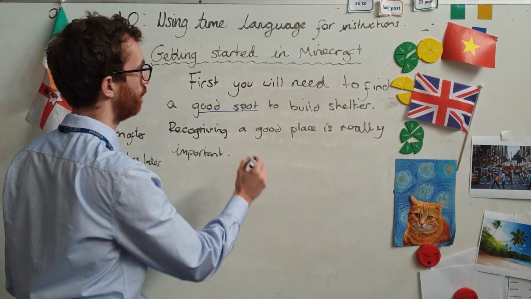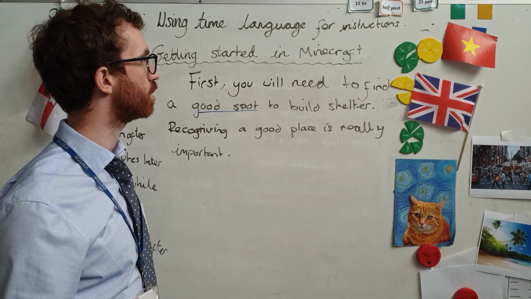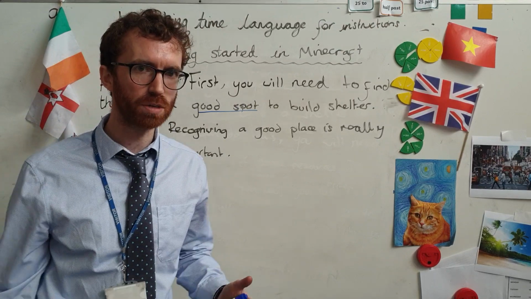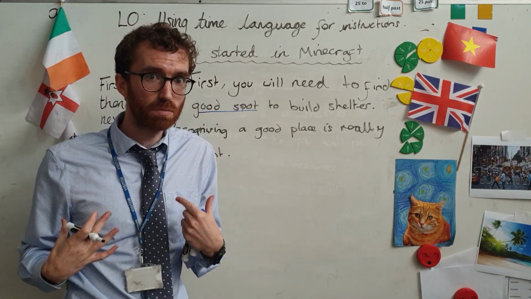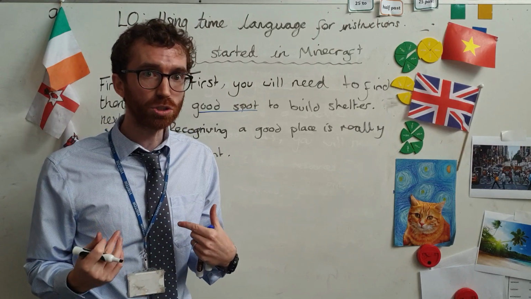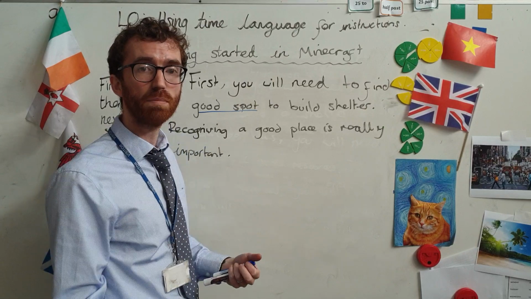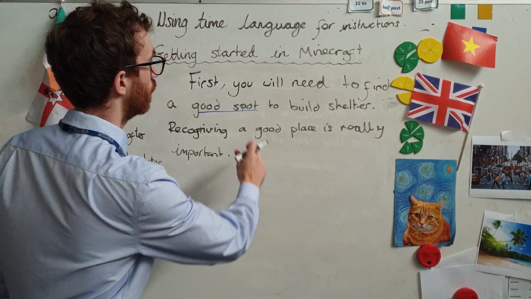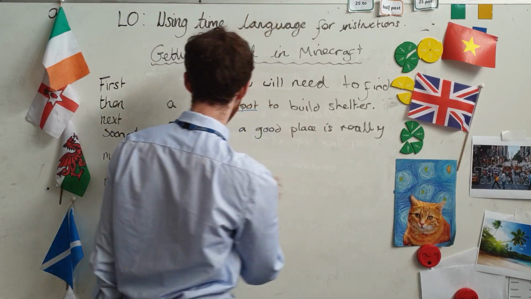First, it's a fronted adverbial. First, comma. You will need to find a good spot to build shelter. I already spotted a mistake. I did not do that deliberately. I was not testing you. It's a genuine mistake I made. Doesn't matter how old you are or how good you think you are at literacy, you will make mistakes when you're writing, and it's really important that you check your work. Good spot to build shelter. Recognizing a good place is really important.